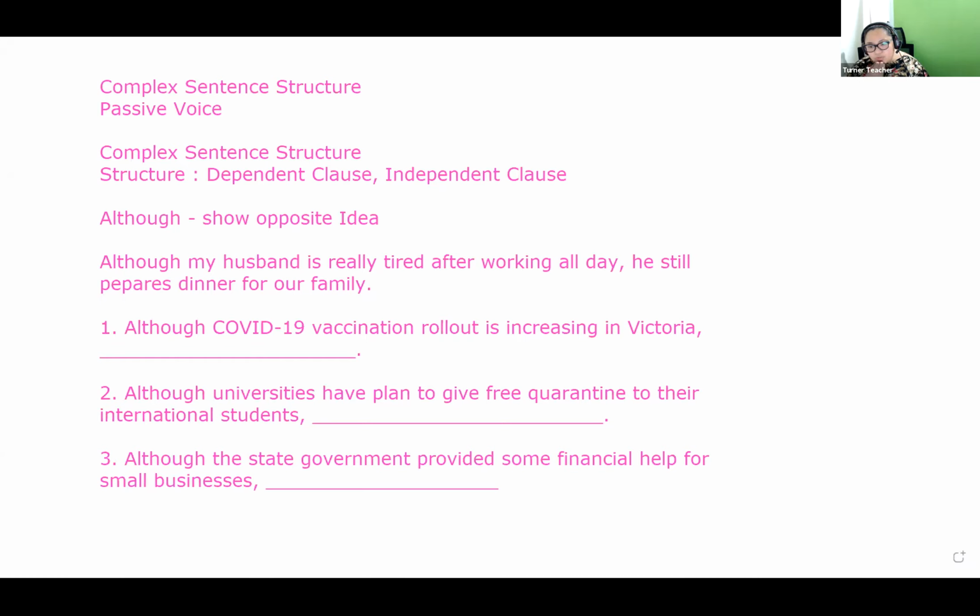Although vaccination rate is increasing in Victoria, some people are still against being vaccinated. Yes, correct. Although COVID-19, people are still getting sick from the virus. Although the positive cases are increasing, yeah, correct.